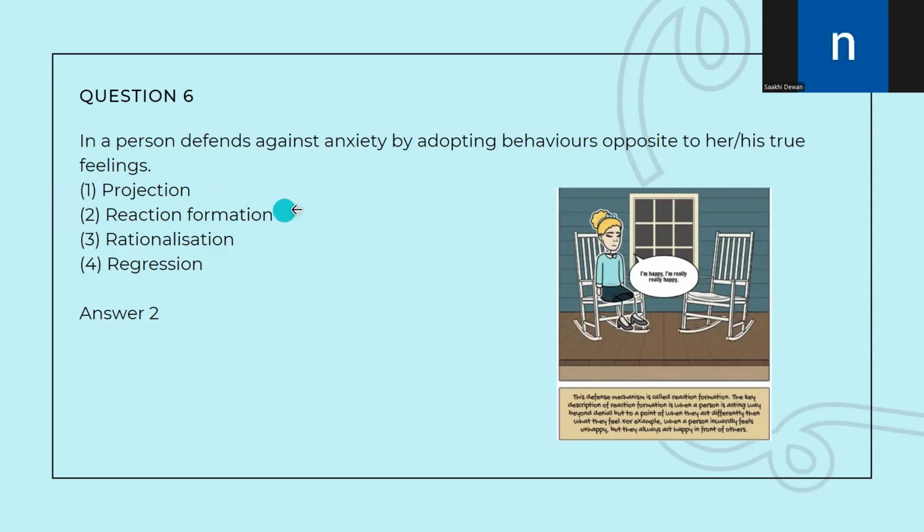One example of this could be a person who is actually sad, but constantly adopts behaviors that display that he or she is inherently very happy. So that would be a defense mechanism that the person is utilizing, which is called reaction formation.